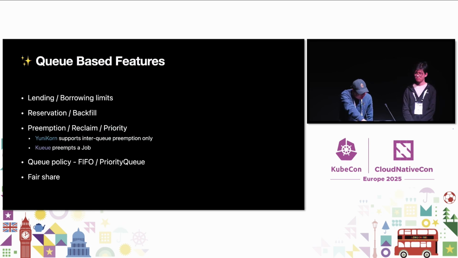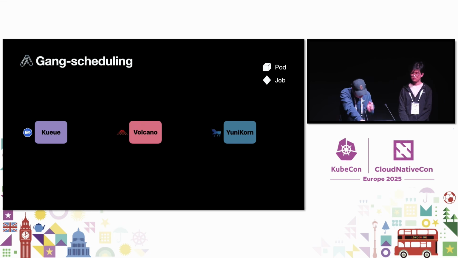For the queue-based features, I would say they are mostly the same in terms of functionality. It's just that the APIs are designed a little differently. Two things to call out here in terms of preemption: YuniKorn only supports inter-queue preemption, which means one workload can only preempt the workloads in another queue instead of the same queue. Also, KQ preempts using the job as a unit, but the other two can preempt using pod as the minimum unit.